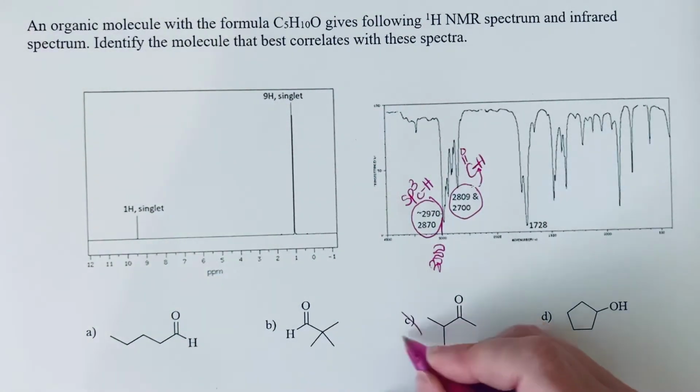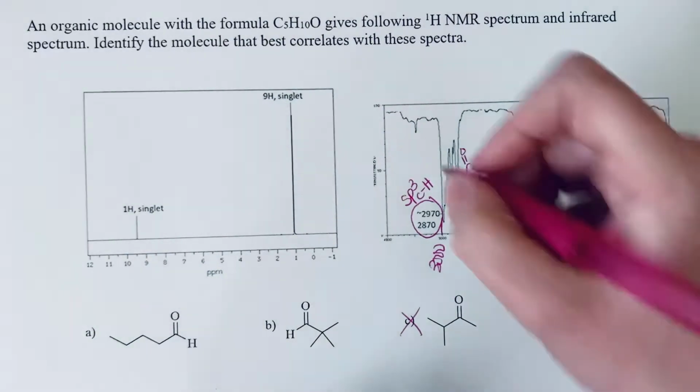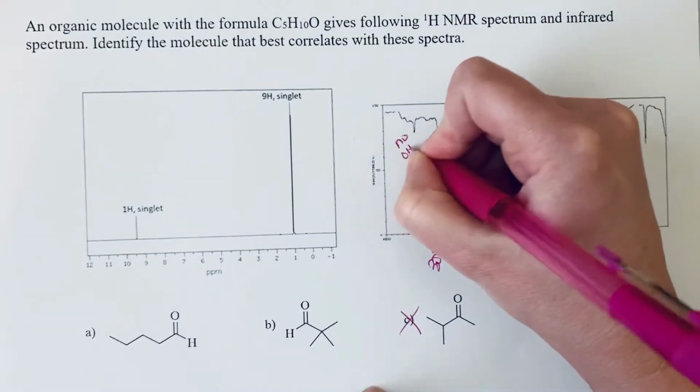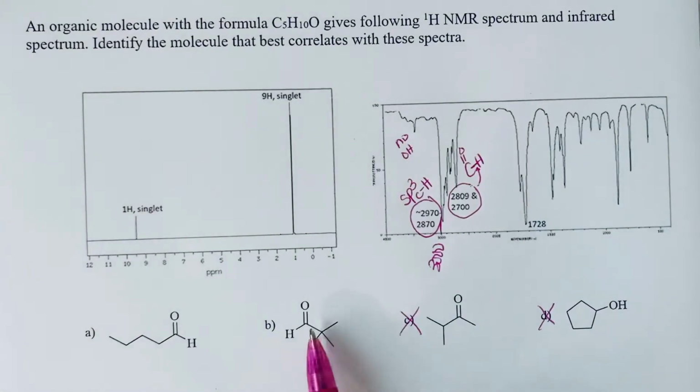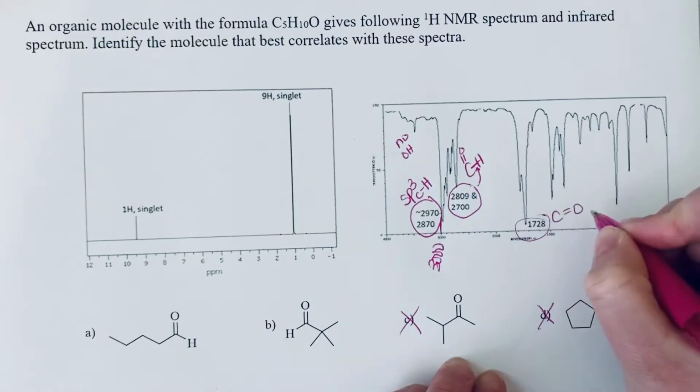So that means that we do not have this ketone C or the alcohol D. And we should also notice that we don't have an OH for an alcohol. If we do have an aldehyde, we would expect to see an intense peak for that carbonyl, and here it is. So that is the carbonyl peak.